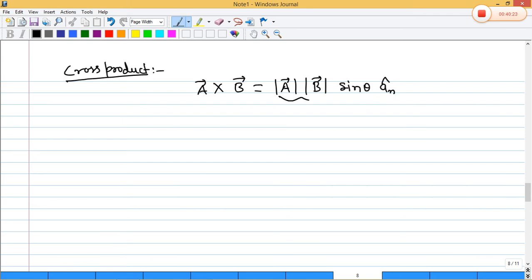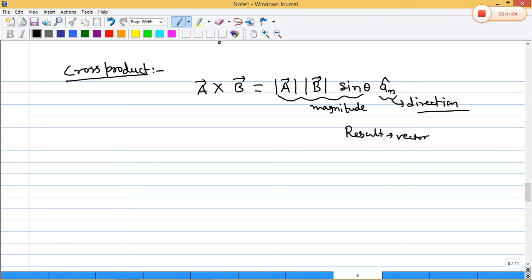Why? Because this one is a magnitude, this one is a magnitude, and this one also gives a magnitude. But this one is the direction. So the quantity which has magnitude and direction is called a vector. So the result will be a vector, and that is why the cross product is called the vector product. Okay. Now what is An? An is the unit vector which is normal to the plane containing A and B.